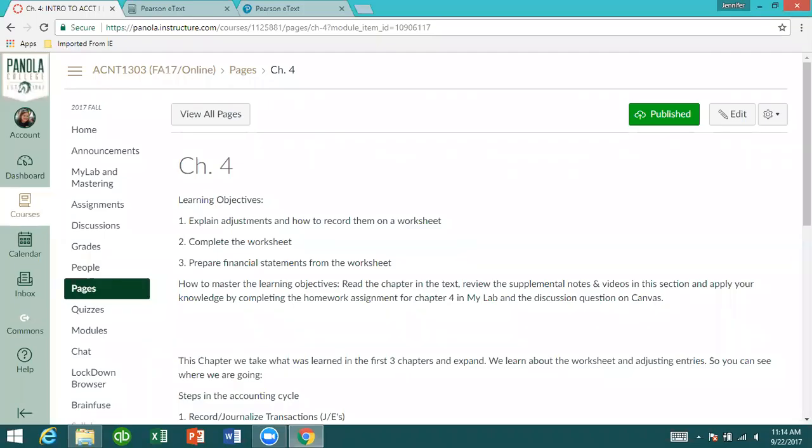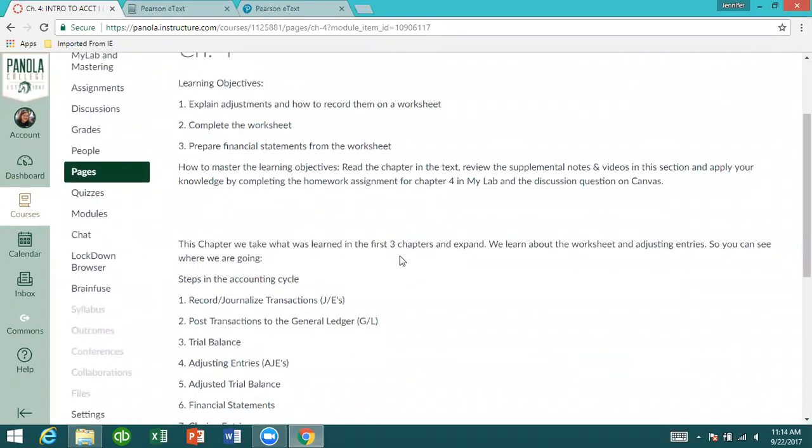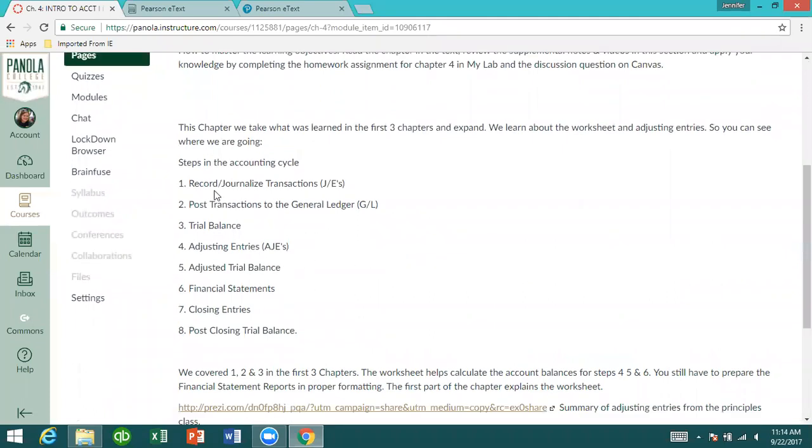Hi everyone. So we have finished test one and we are diving into chapter 4. So we're continuing learning about our accounting cycle out here on Canvas. So I've got the steps. So we learned about recording journal entries, posted to the GL, and did trial balance. And that was chapters 1 through 3. Chapter 4 is talking about adjusting journal entries and adjusting trial balance.